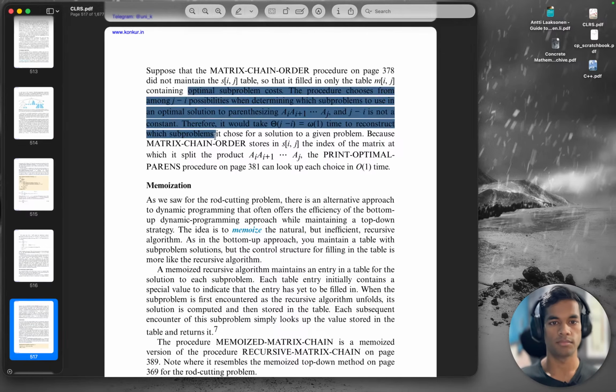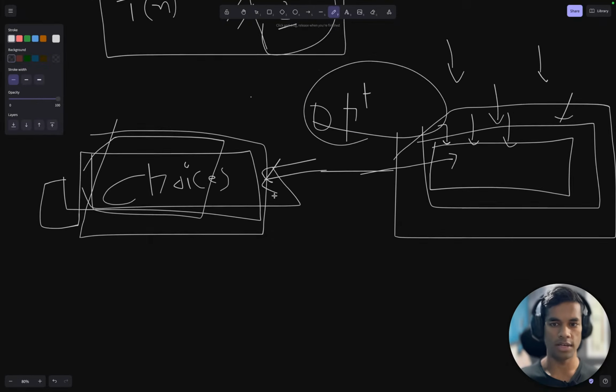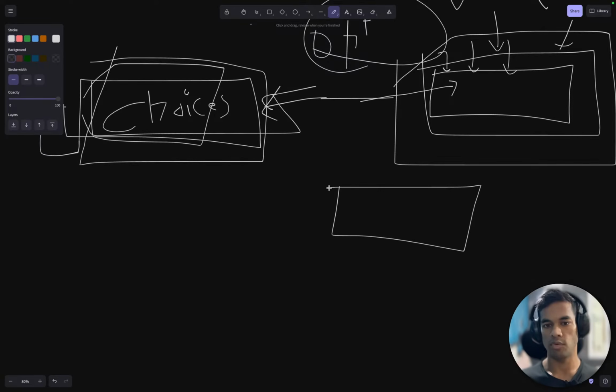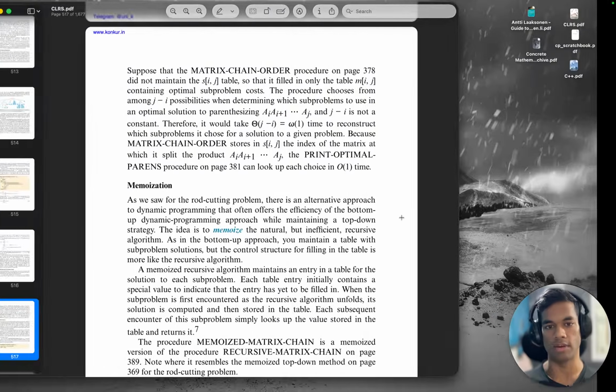So what we need is a data structure which is storing the choices that we are making at each level.